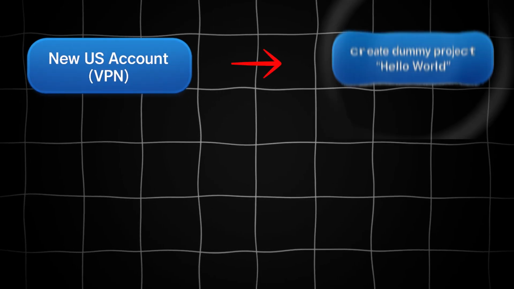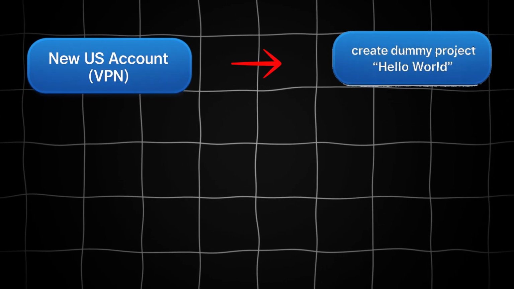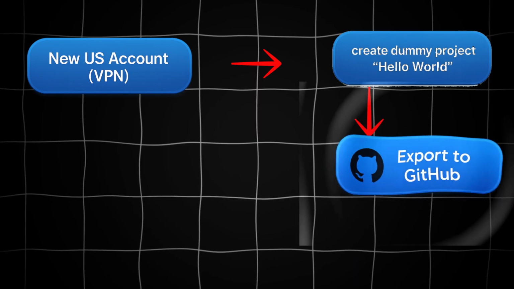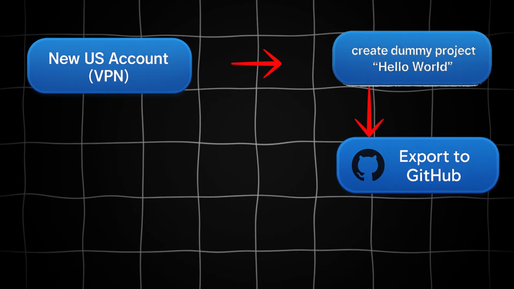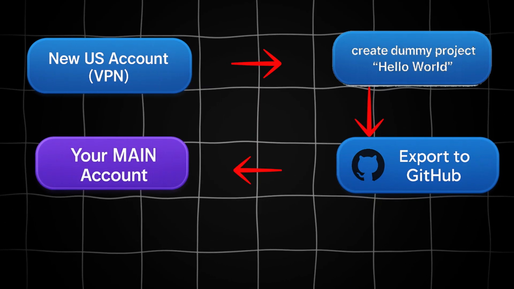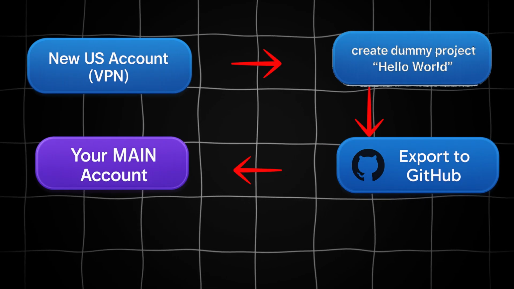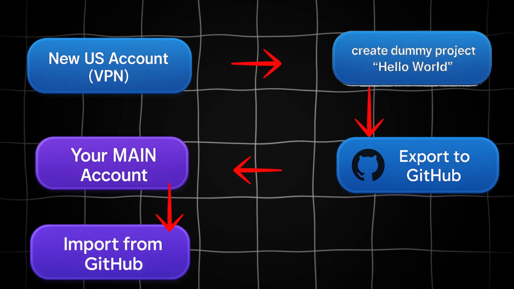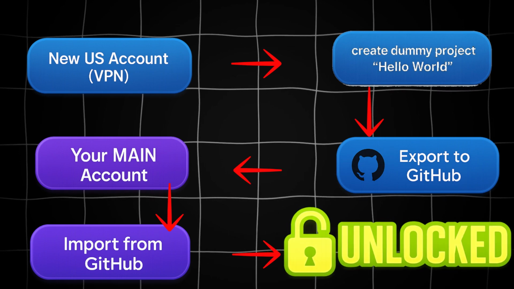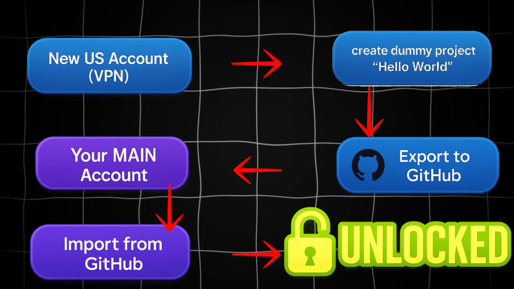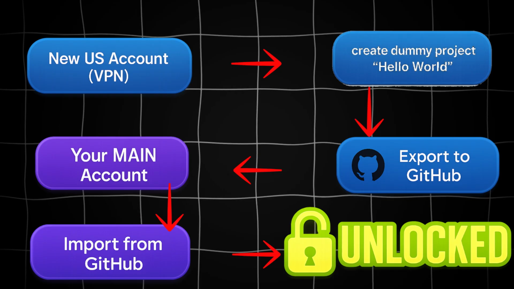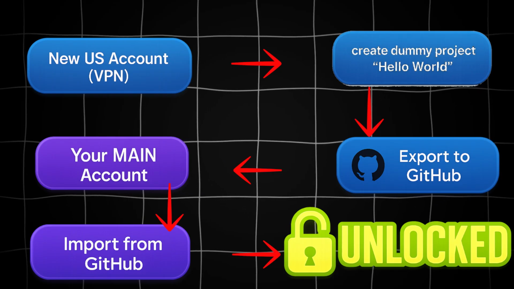Here's the process. In any account where App Builder is visible, create a tiny project. Hello World is enough. Export it to GitHub using the built-in export feature. Switch to your primary account. In App.new, hit import and pull that repo from GitHub. If it restores the UI, amazing. If it doesn't, you still get a pro workflow: version control, collaboration, and a reliable way to keep shipping.